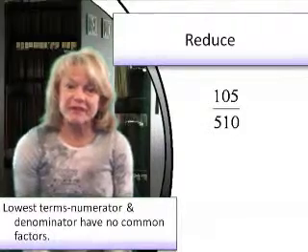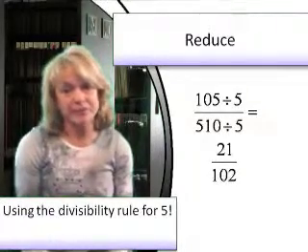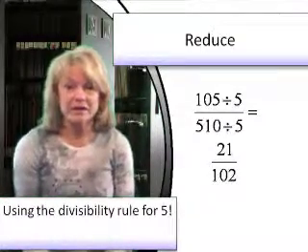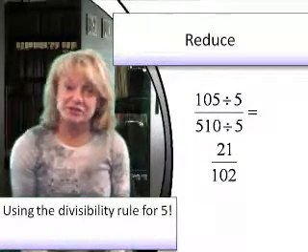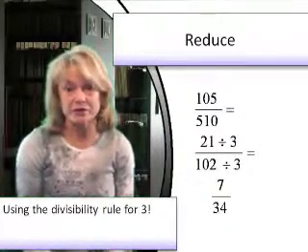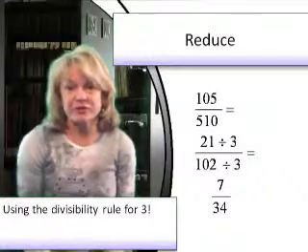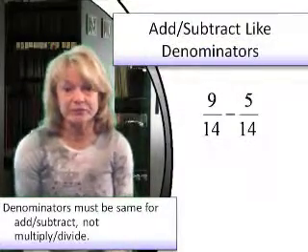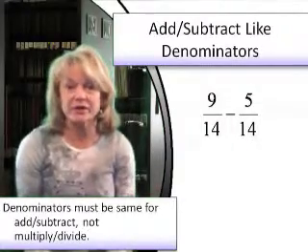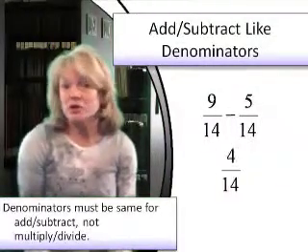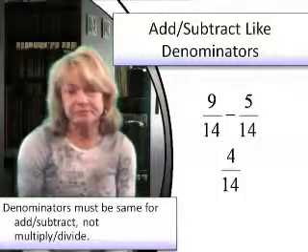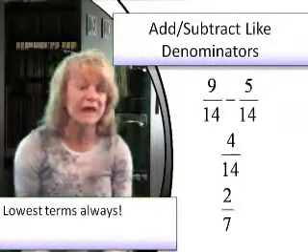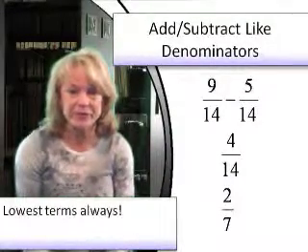So what we see is 5 divides evenly into the numerator and the denominator, and then 3 divides into 21 and 102. Since 7 and 34 share no common factors, it is now in lowest terms. So here, common denominator, good. We combine the numerators, common factor of 2, and now it's in lowest terms.